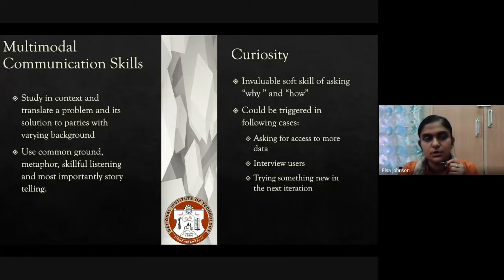So multimodal communication skills are required, and you should be able to use common ground, metaphor, and skillful listening. Most importantly, you should be able to tell your findings as a story. You should be very good at storytelling. Okay, so next, curiosity.